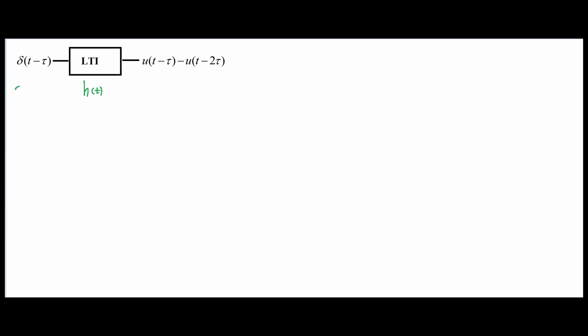We know that in an LTI system, if the input is x(t), the output is equal to the convolution of the input with the impulse response. We also know that if the input is delta(t), then the output is equal to h(t). This h(t) is called the impulse response, meaning the response of the system to a unit impulse input.